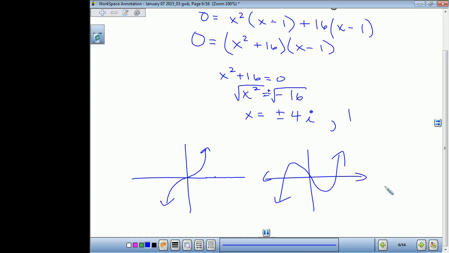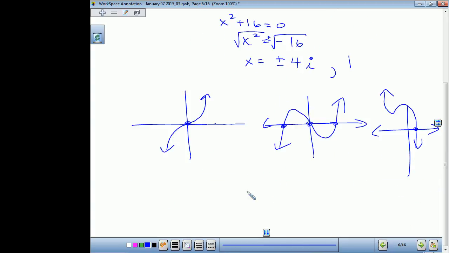Oh yeah. A cubic can look like this. All right. Okay, how many real zeros would this one have? 1. This one, 3. This one, 1. Could we have 2? Sure we could.